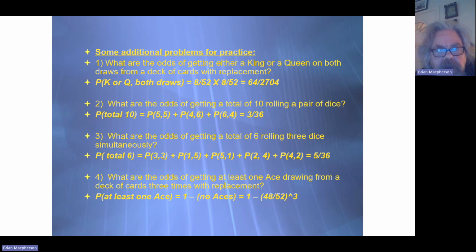What are the odds of getting at least one ace from a deck of cards 3 times with replacement, okay? So remember that we're going to use the complementation rule. So the probability of getting at least one ace will be 1 minus no aces, right? That's the complementation rule. Well, the chance of getting no aces is 48 out of 52 cubed, right? Where there is replacement. So it'd be 1 minus 48 out of 52 cubed, and that will be the probability of getting at least one ace.